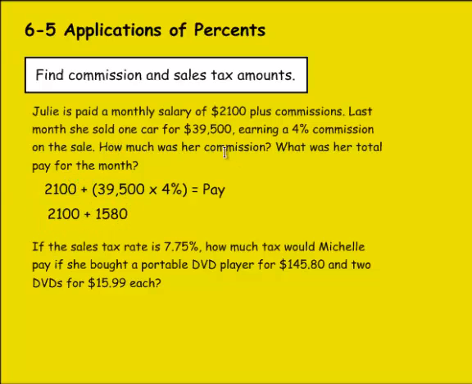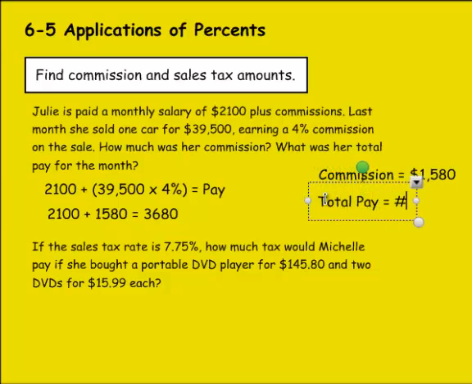That was the first question, right? What was her commission? So we'll say commission equals 1,580. And then we add these to her salary, and that'll give us her total pay. So that would be $3,680. So we would say total pay equals 3,680. Put a dollar sign. So we found her commission by taking her sales times the 4%, added that together to get her total pay.